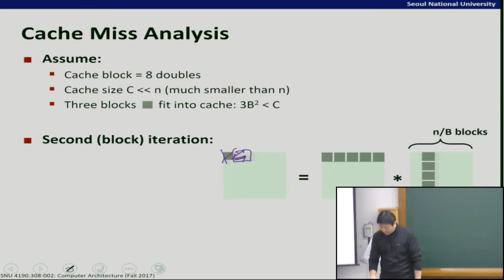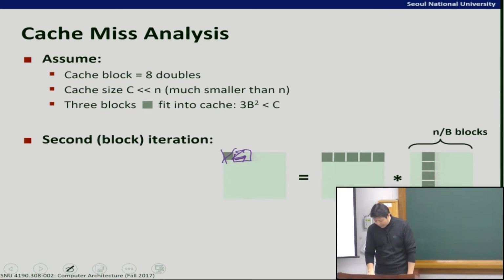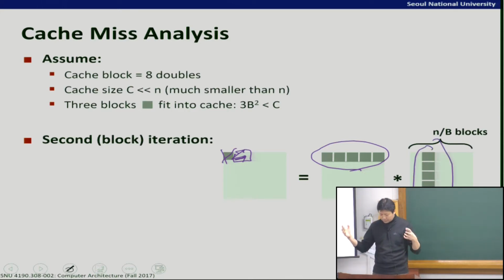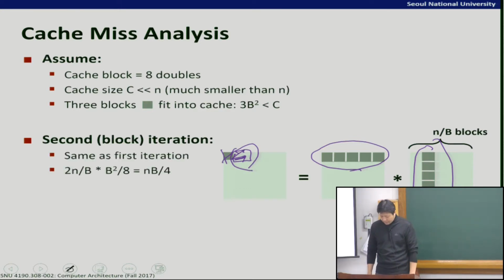Then you actually have to read again. You have to read these 5 blocks here, and also these 5 blocks here, to compute the output value for this block, right? So it does exactly the same thing. Again, the total number of cache misses is NB over 4, and if you repeat this process, you have to do it for all the blocks in the output, right?